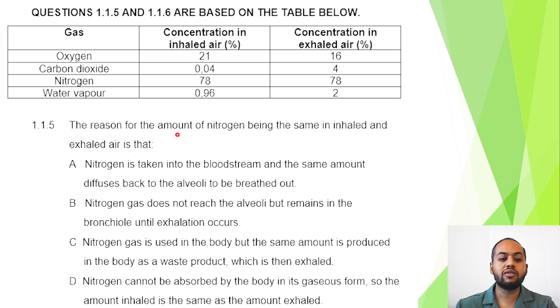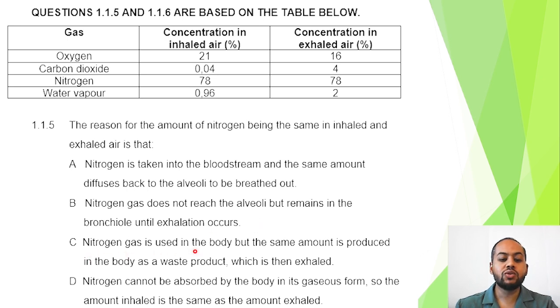1.1.5 states the reason for the amount of nitrogen being the same in inhaled and exhaled air. So you see the nitrogen concentration remains the same, it stays 78. Option A: nitrogen is taken into the bloodstream and the same amount diffuses back to the alveoli to be breathed out. This was not a statement that we learned about in gas exchange, so therefore it's possibly not correct. Option B: nitrogen gas does not reach the alveoli, but remains in the bronchiole until exhalation occurs.